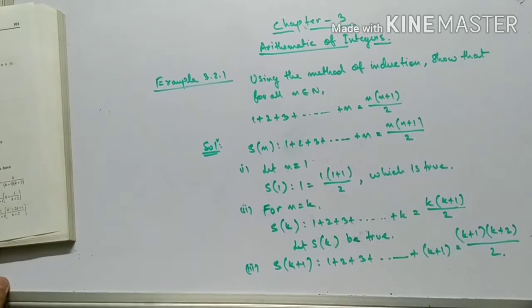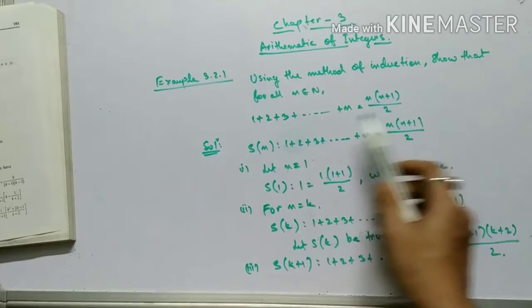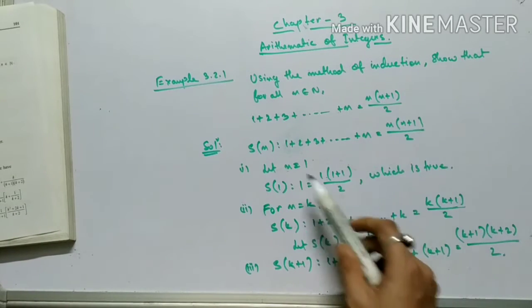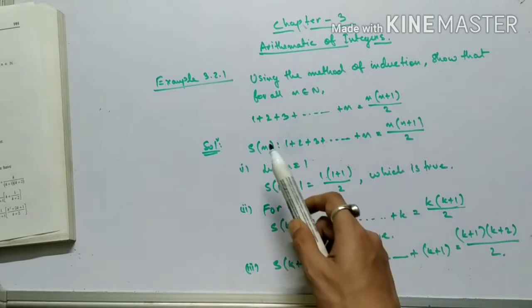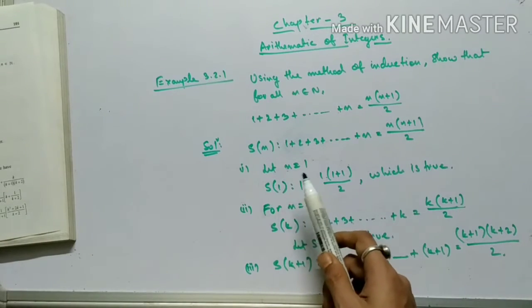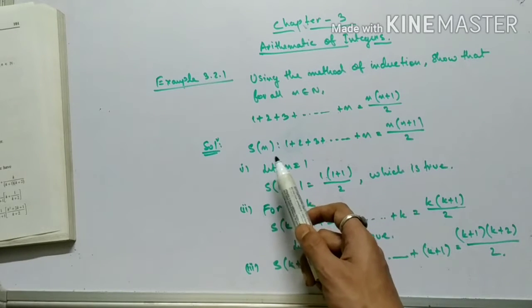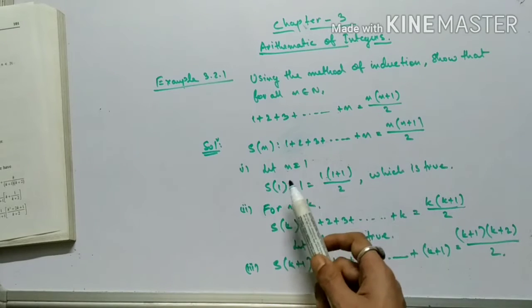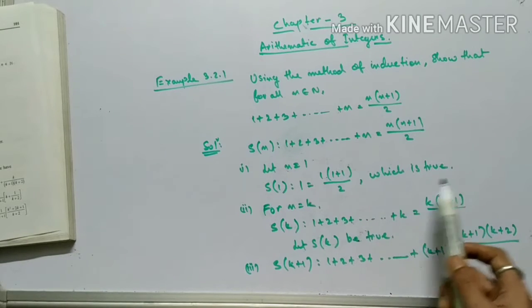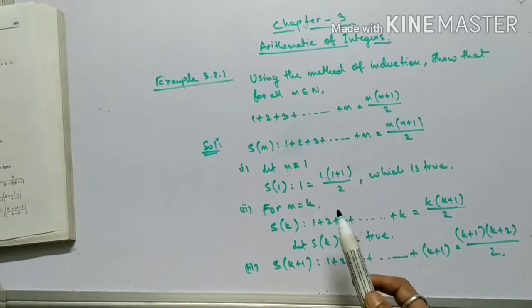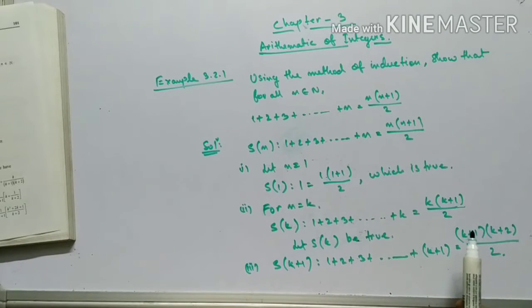Understand? So in here you see this is a statement that 1 plus 2 plus 3 plus dot dot dot n is equal to n into n plus 1 by 2. I have checked that when n value is 1, whether this statement is true or not. Now when I give n value 1, the following statement is true. Now I will take n value k and I will say that Sk is true. Understand? Sk is true. It means this statement is true when n value is k.